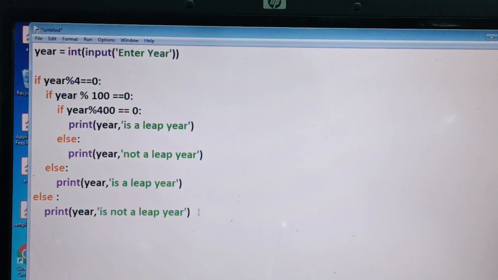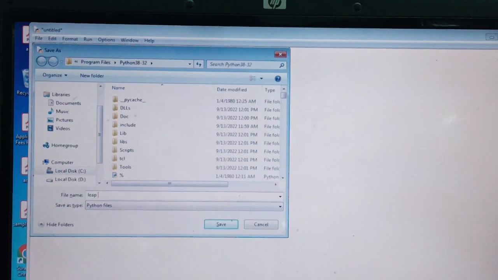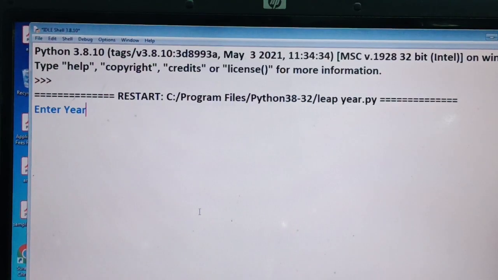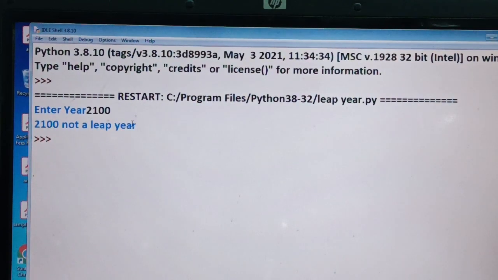So let me save it as leap year, and let's run. Let me write 2100. It's a century year, guys. This being a century year, it is not a leap year, because it has not satisfied the condition of divisibility by 400.